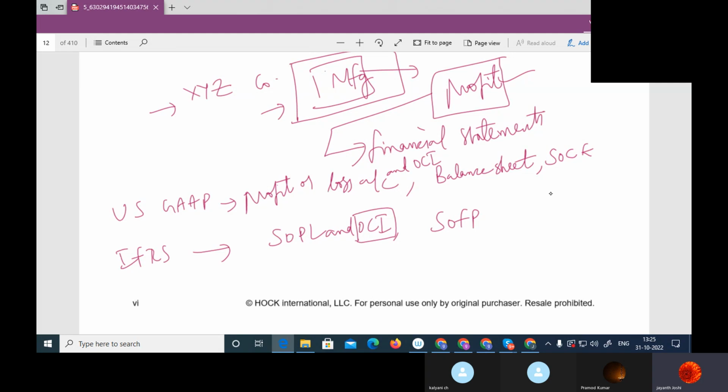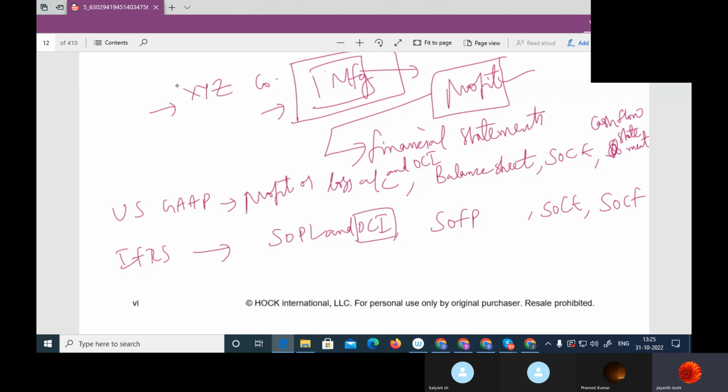Then comes the statement of changes in equity. The same thing comes here, statement of changes in equity. I'll explain what this statement of changes in equity means. And then the last statement is the cash flow statement. Here we say statement of cash flows, SOCF. Okay, so these are the statements a company has to prepare at the end of the year, to know their end result, whether they have earned profits or not.